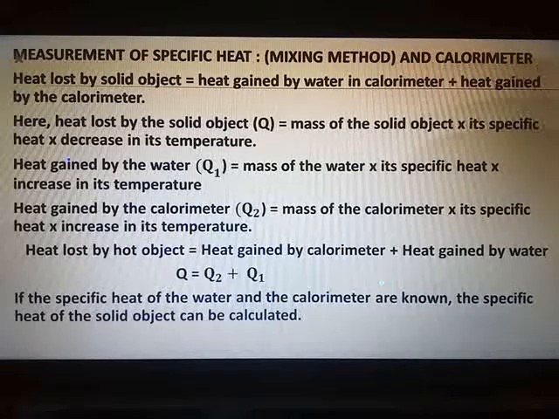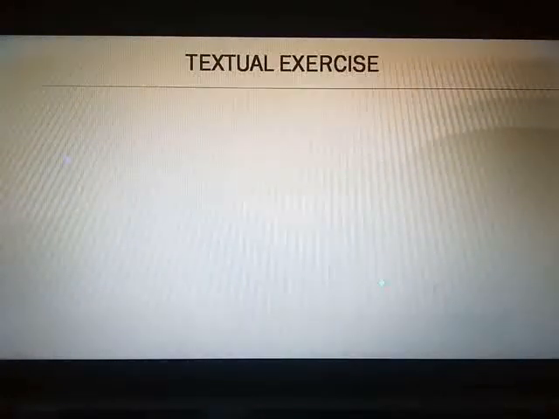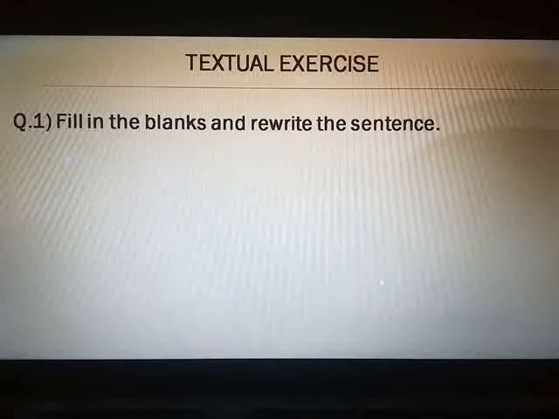Now without wasting time, we will proceed towards the discussion of the textual exercise. I request all of you to refer to page number 71, textual exercise question number 1. Fill in the blanks and rewrite the sentence. Very simple. Here they have not told us to explain, so only the entire sentence you will write and you will mark the blank. You are going to mark the answer.